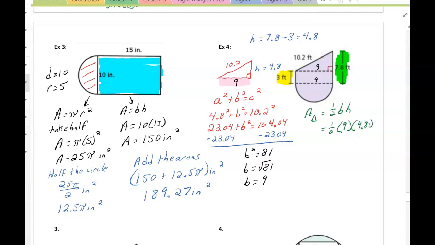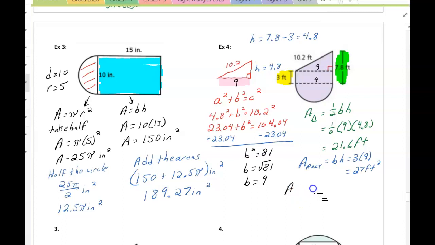So doing that on my calculator, I get the area of the triangle is 21.6 feet squared. The area of the rectangle is base times height, which is 3 times 9, or 27 feet squared. And then we have the area of the semicircle.